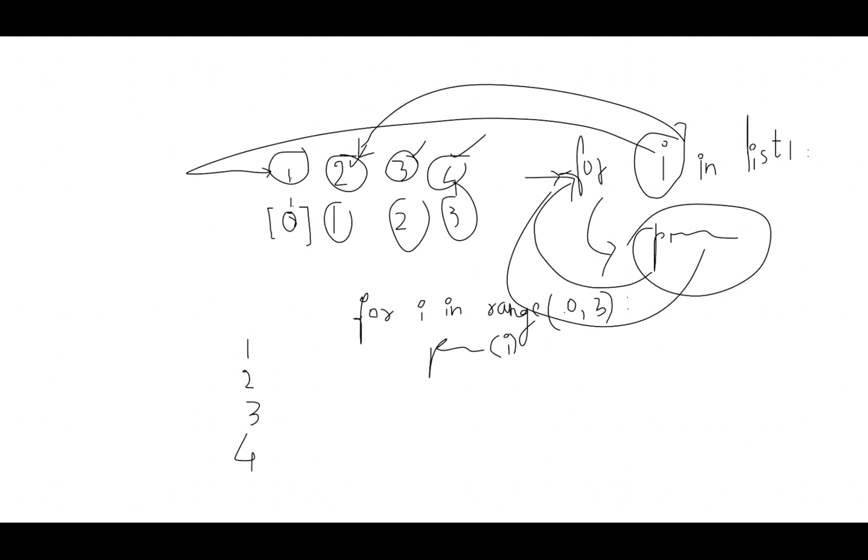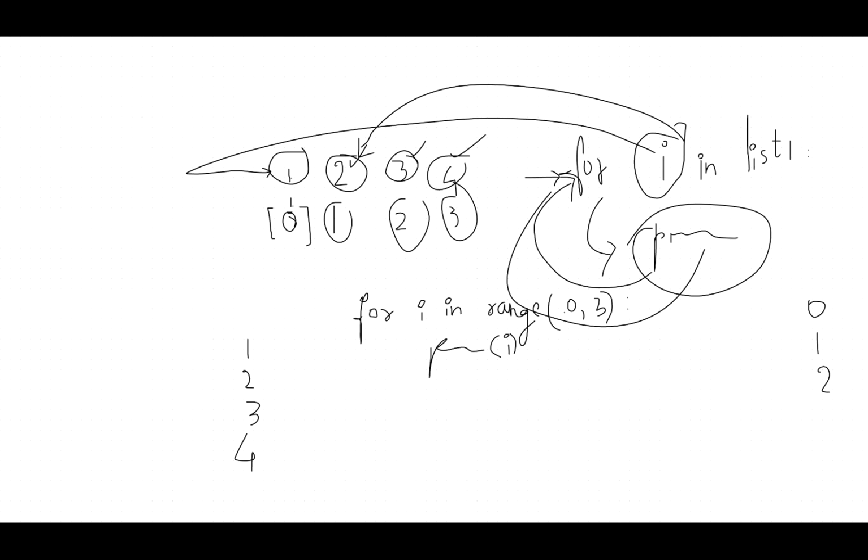So here what happens, I will take up 0 in the beginning because the range of 0 to 3 populates 0, 1, 2, and it doesn't populate the last element. It doesn't populate 3. The last element is omitted. It can only have 0, 1, 2. So now I will take up 0 first and print I.